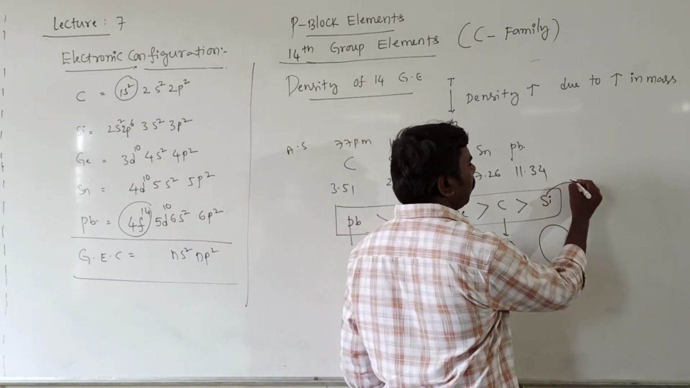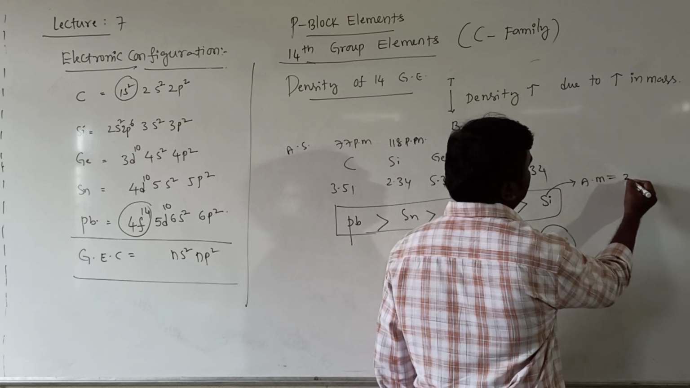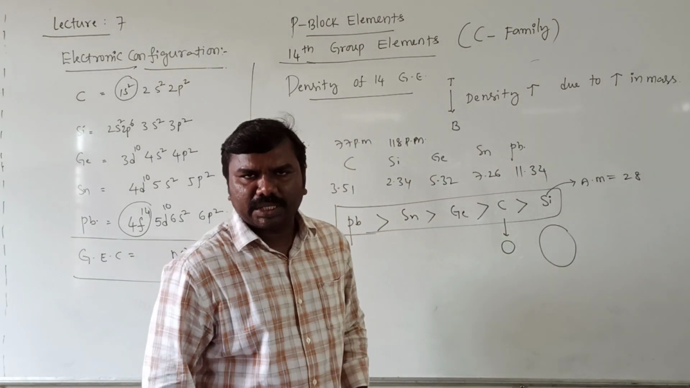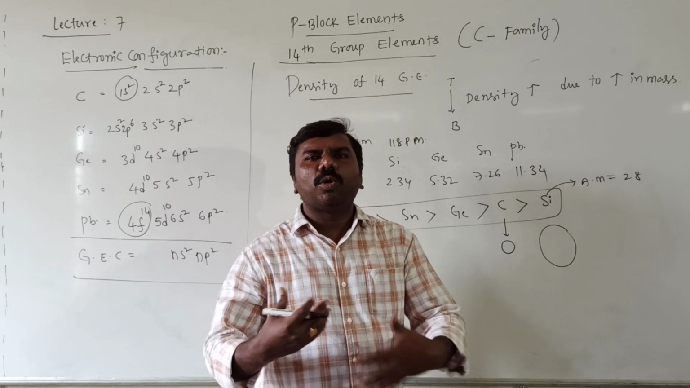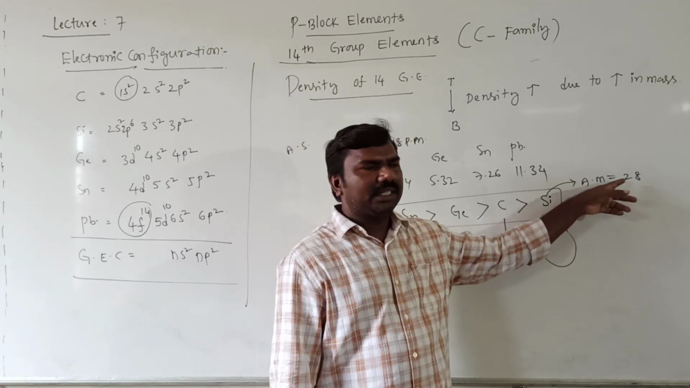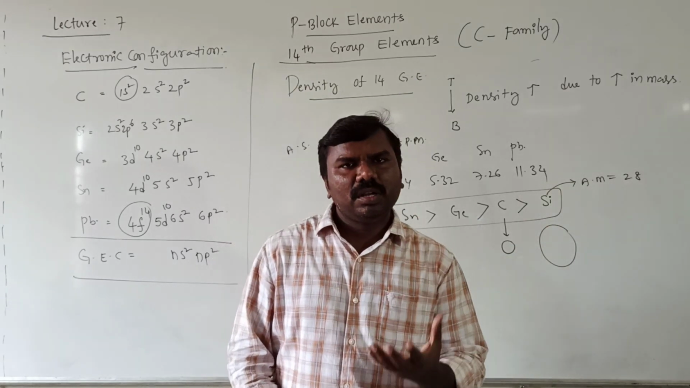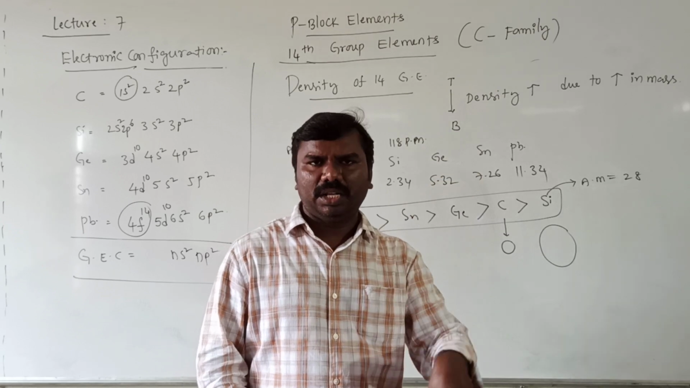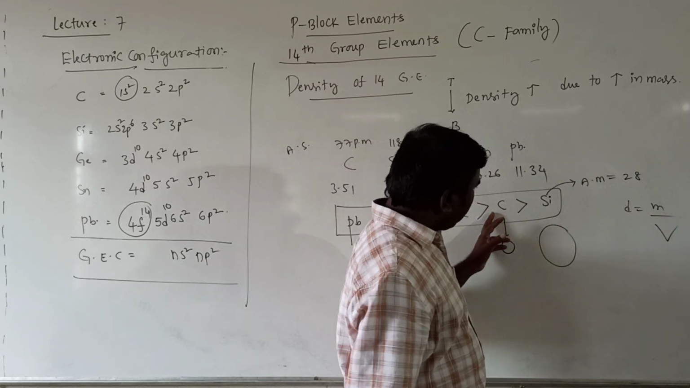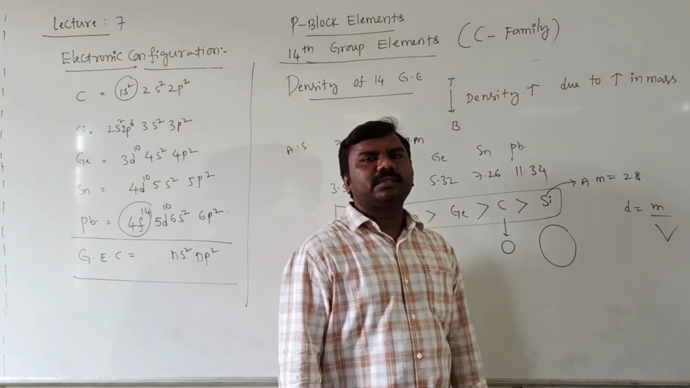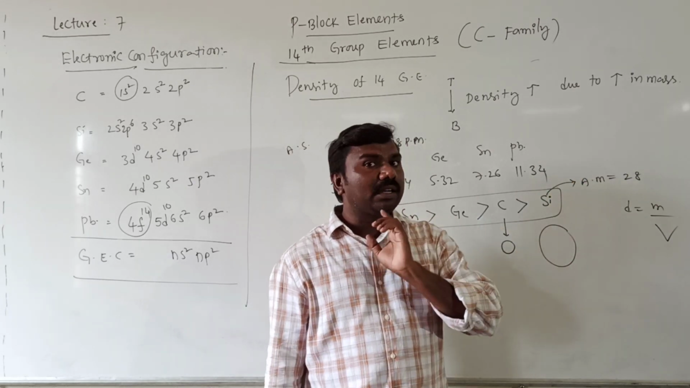The atomic mass is 28. Right? 14 is the atomic number. Atomic mass is 28. The size means the volume increase is more than that of the mass increase in silicon. That's why volume increases more. Volume increases, density will decrease. Density equals mass by volume. Here carbon to silicon, carbon mass 12, silicon mass 28. Mass increases, so density should also increase.